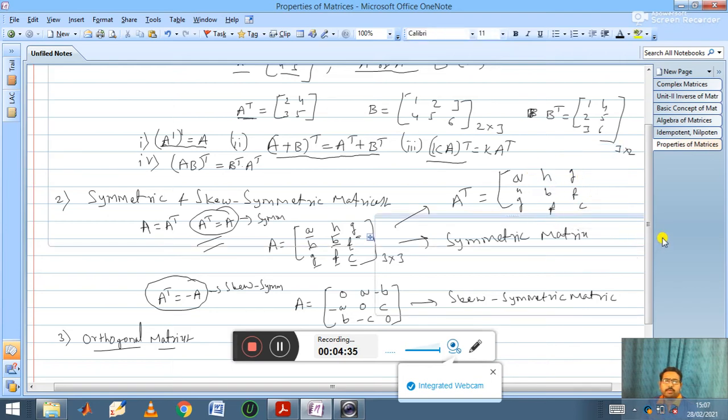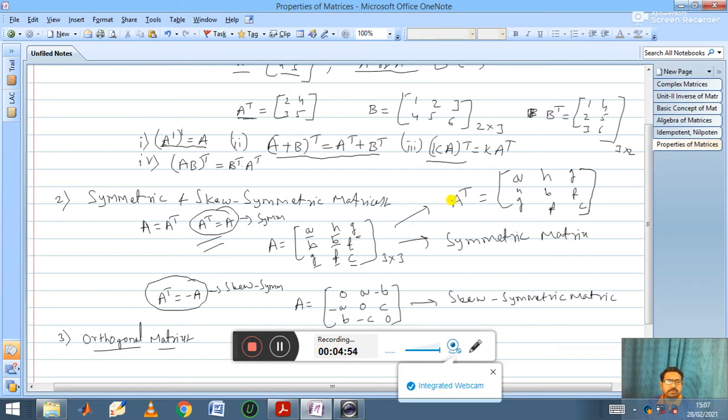Now you compare the matrices. Here in this case your matrix A equals A transpose. You see that matrix A consists of the same elements, and the matrix A transpose also has the same elements A H G, H B F, G F C. Then we can say that the given matrix is a symmetric matrix, and it is easy to remember.